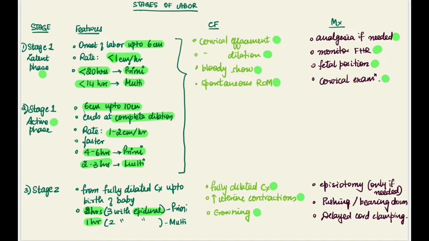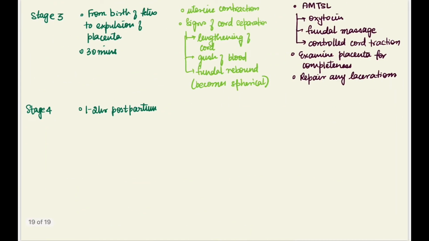Then this is the stage where the mother pushes or bears down, and after the delivery of the fetus you do something called delayed cord clamping, and that is when you clamp the cord around 1 minute after the delivery. Right. Now, after stage 2, stage 3 consists of birth of the fetus until the expulsion of the placenta, and this takes around 30 minutes.